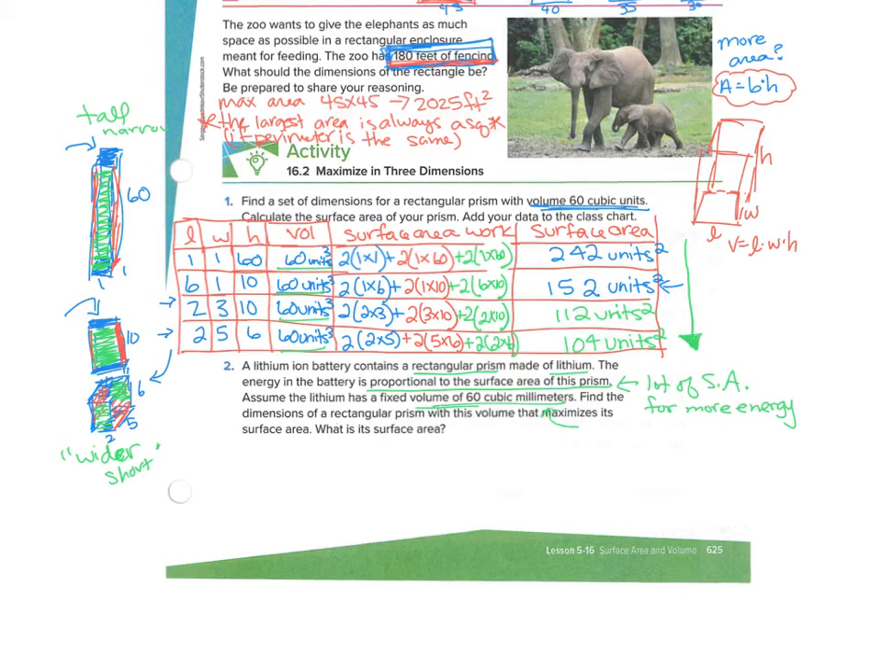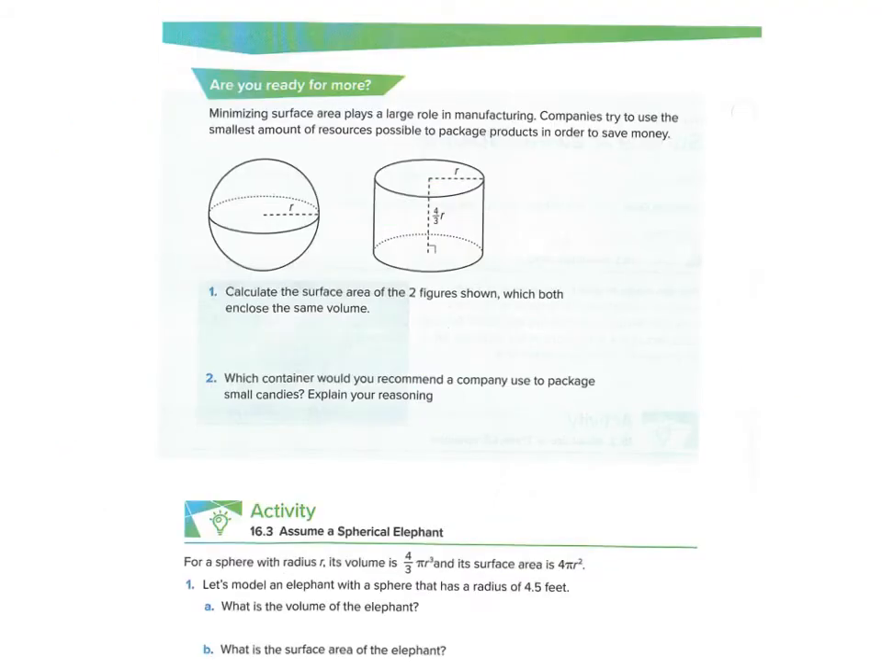Ooh, look, it's just like problem number 1 above. It says find the dimensions of a rectangular prism with this volume that maximizes its surface area. Well, we can see above that the dimensions that make the most surface area would be a very narrow, tall battery, 1 by 1 by 60. And so that gives me a surface area of 242 millimeters squared. So let's take a look at the next page in our workbook.